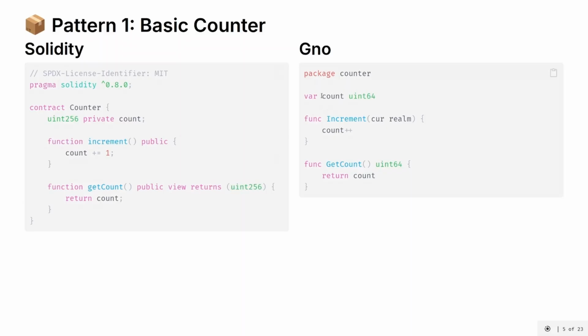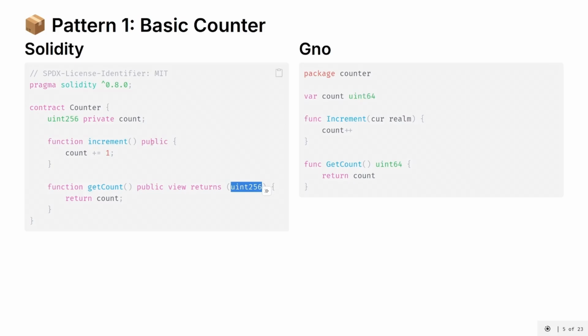Gno has a different approach. It has one package, one contract. One package can be made of multiple files, as long as they are in the same directory and they have package counter at the top, they will be in the same smart contract. And variables of the contract can be defined as global variables. To note, there is no unsigned int 256. The maximum size is int64. It is still possible to use structures or other formats to store bigger numbers.